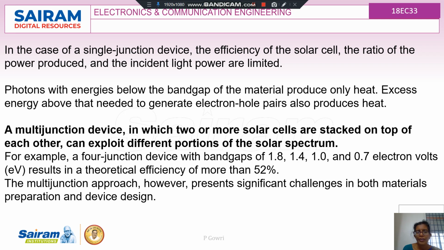For example, a 4-junction device with band gaps of 1.8, 1.4, 1.0 and 0.7 electron volts results in a theoretical efficiency of more than 52%. The multi-junction approach, however, presents significant challenges in both the material preparation and the device design.